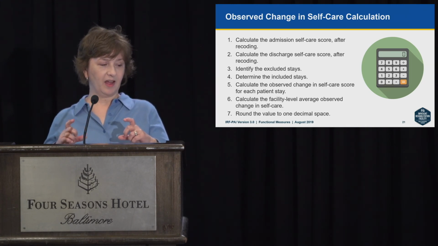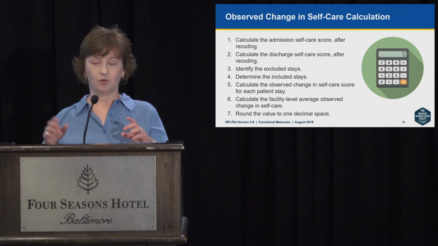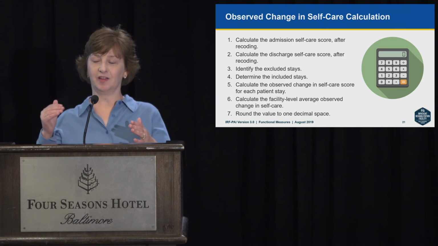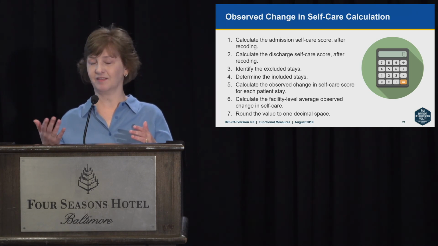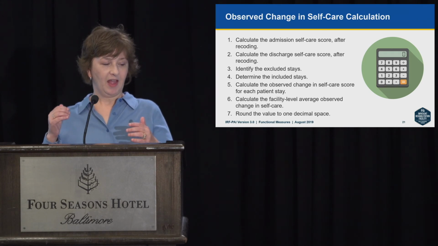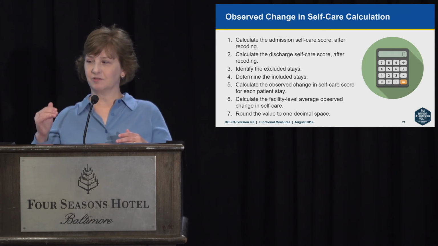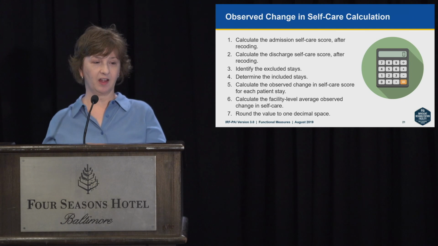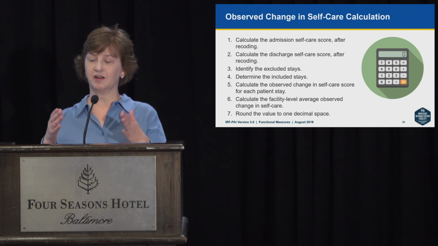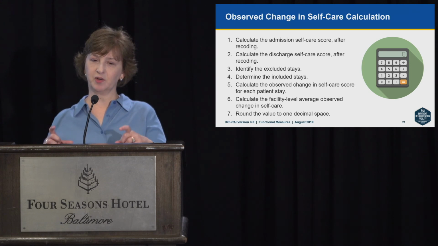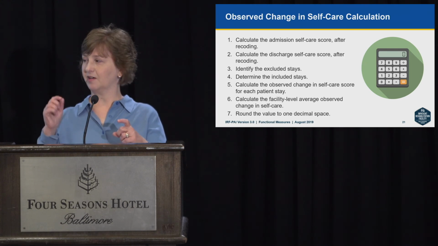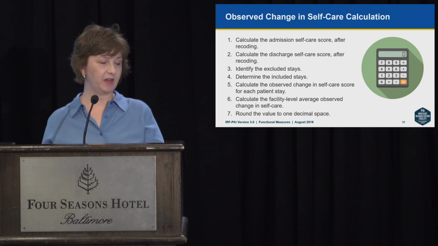And then we calculate an observed change score for each patient, or each patient stay. So again, if somebody's had multiple stays during a calendar year, they will be included. However many stays they have, they'll be included multiple times. And then after each patient stay has a calculated observed change score, there's a facility average that's calculated from all the records for the time period, and the measure has a 12-month time period, so if it's calendar year 2018 data, we're looking at all patients discharged during that time period. Their average change in self-care would be calculated.